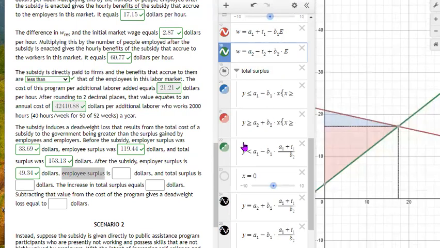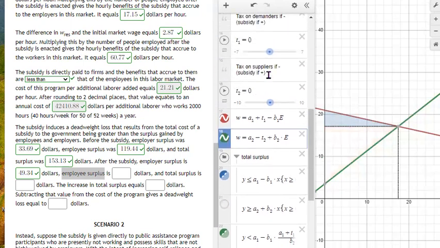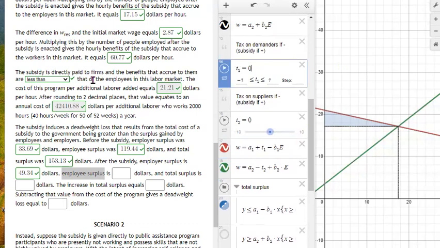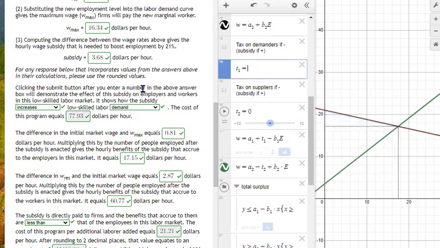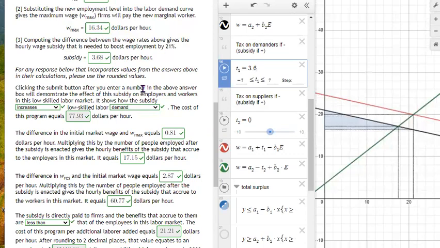Now we need to calculate the employee surplus. Let's do it graphically here. Let's turn off the worker surplus. Let's add the subsidy paid to the firms, per hour. The subsidy per hour to the firms is 3.68, right? So this blue triangle is bigger than it was. It was here, and it is now a little bit bigger by this quadrilateral down here. This quadrilateral represents the increase in firm surplus, right?